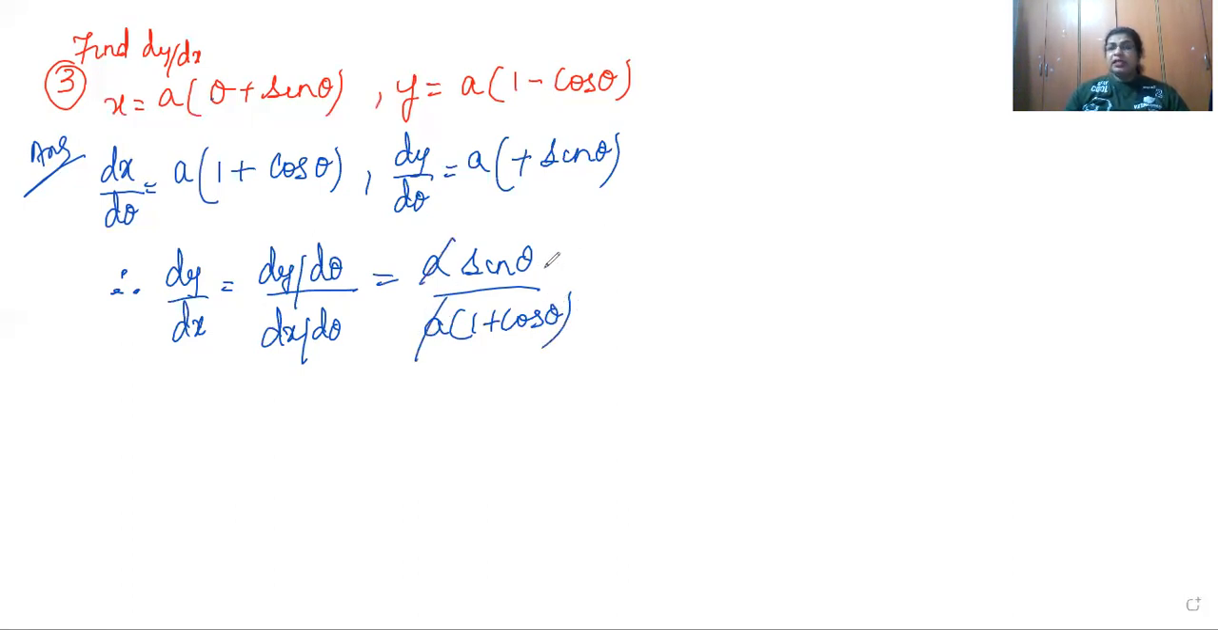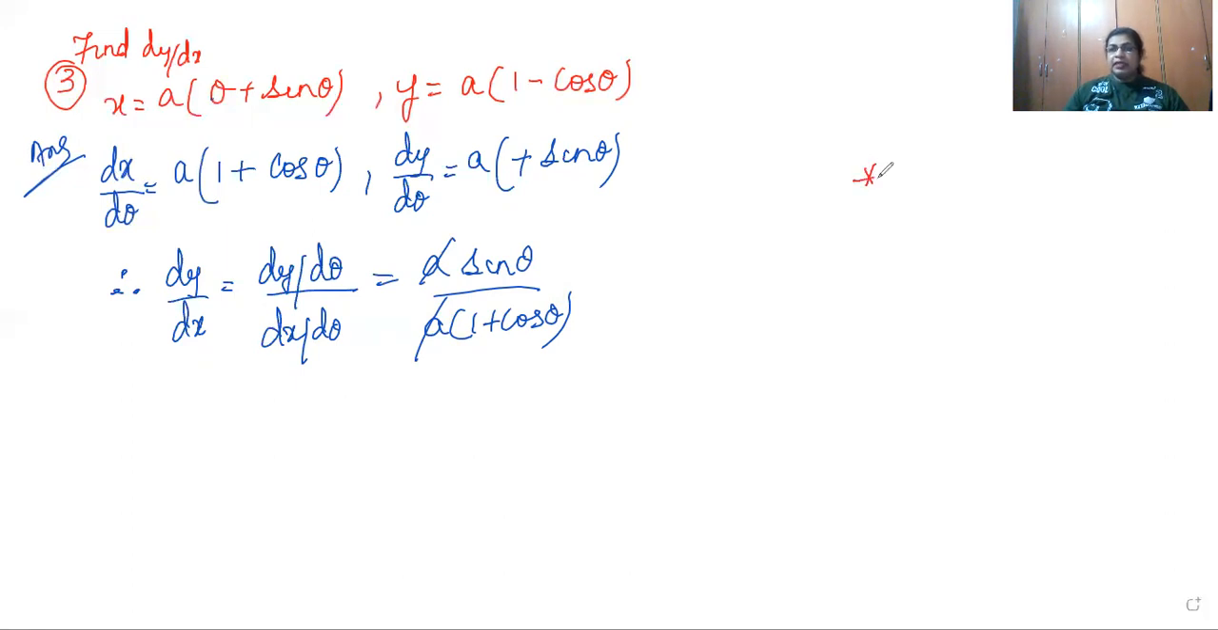Now, you can't keep this answer as it is. Suppose by chance they ask, prove that dy by dx is equal to some answer. You have to reach that answer. And for that, you should remember 3 half angle formulas. So which are those half angle formulas? Quickly, let me tell you.